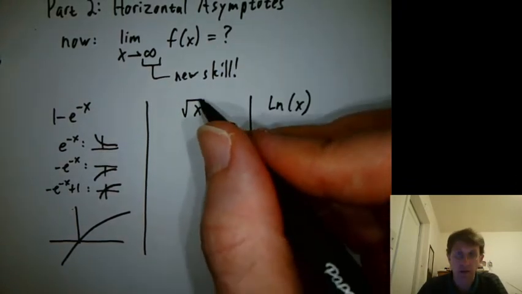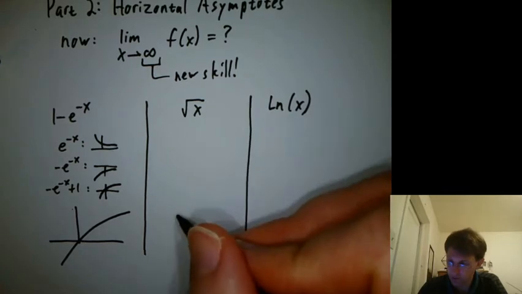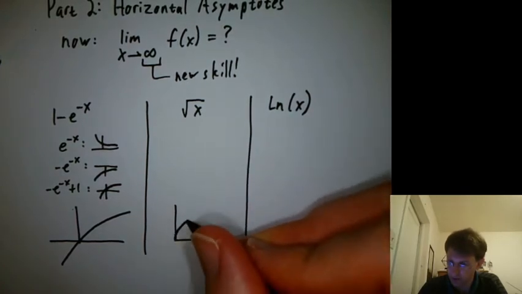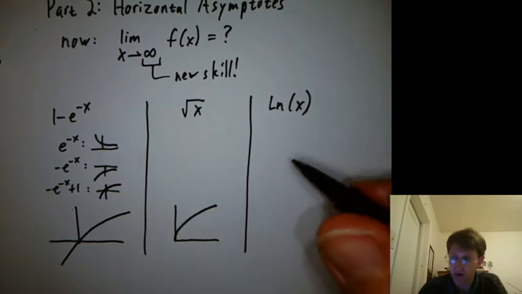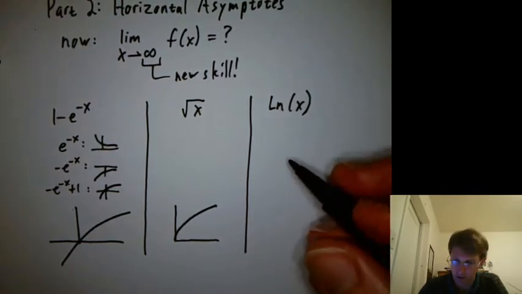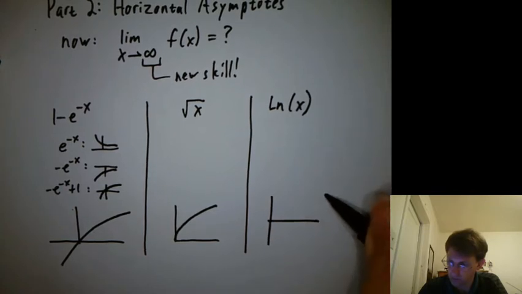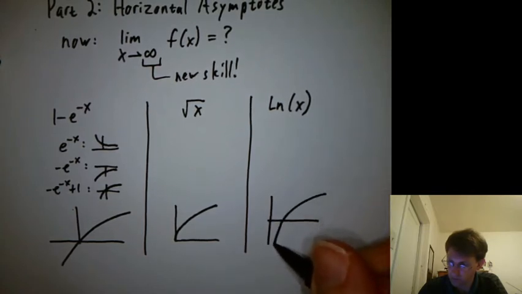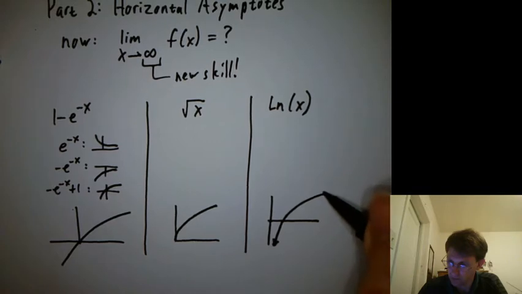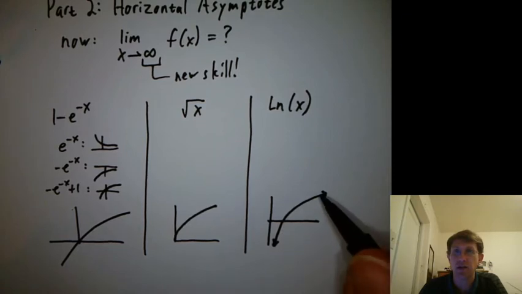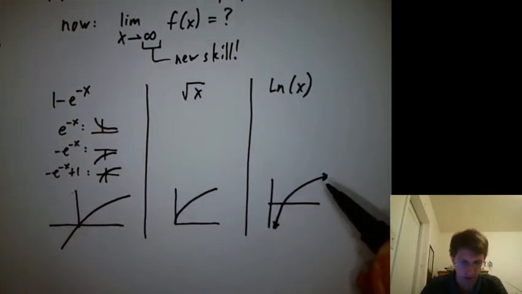Let's draw a sketch of square root of x. It's like a parabola but sideways, right? And how about a sketch of log x? We know from our vertical asymptote work that it has a vertical asymptote at 0, and then we see it doing this, and we've got to think about what's going on over there.